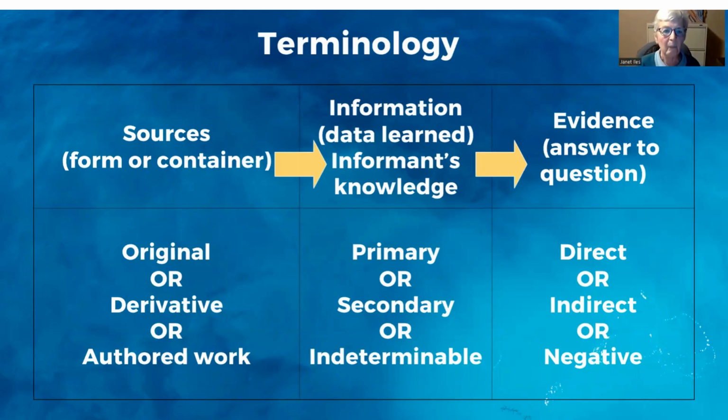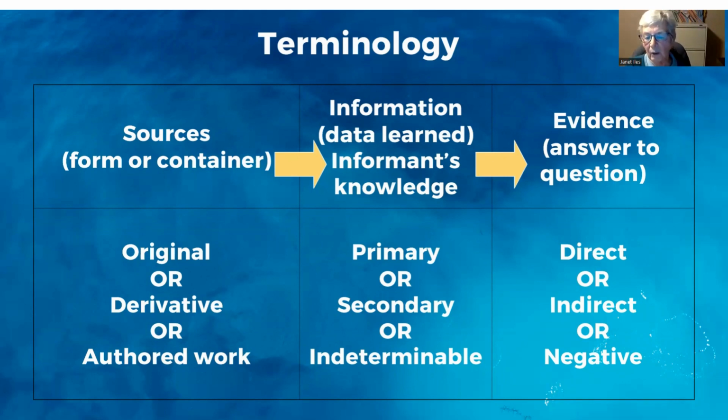Now, the sources are the form or the container in which the information is found. Is it the original, the first occurrence of it? Or is it an index or a copy? Or is it in a compilation, such as an authored work of family history? Even original materials can have mistakes, so you want to always verify it with various sources.